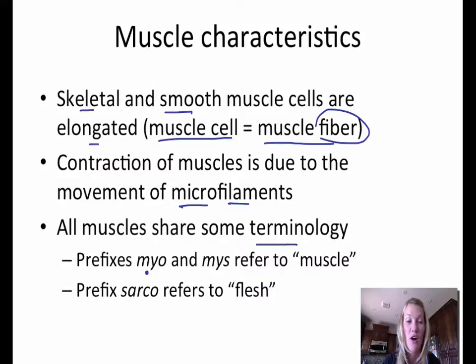That terminology includes myo and mys, which refer to muscle, and sarco, which refers to flesh. Those are a couple of little indicators that if you see those prefixes on an exam, hopefully you'll be able to identify that we're talking about the muscular system.